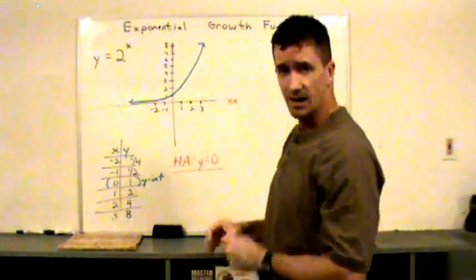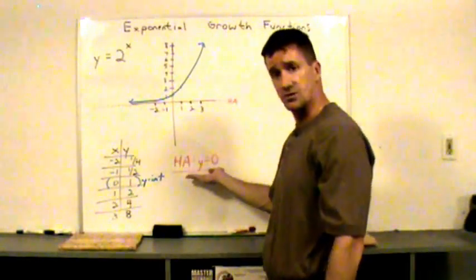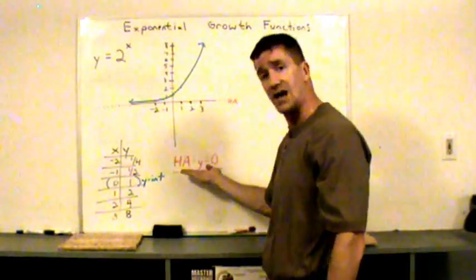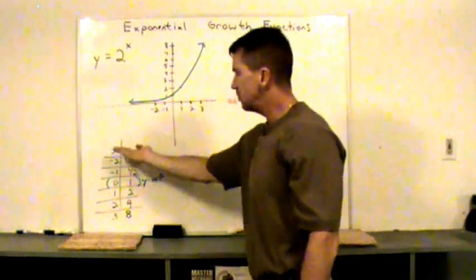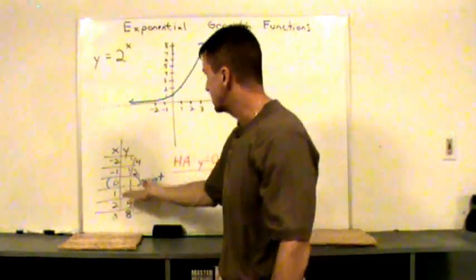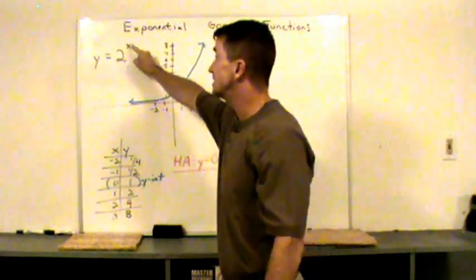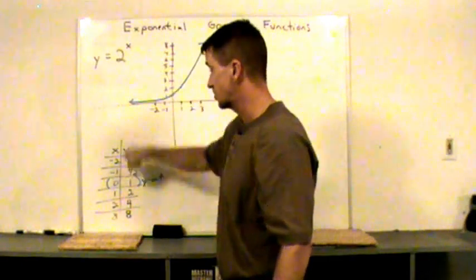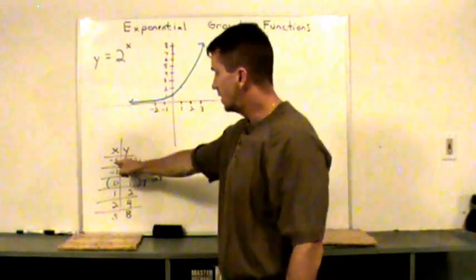Now, these graphs do have horizontal asymptotes. In this example, there's a horizontal asymptote at y equals 0, right there along the x-axis. I plotted some points so you can get a sense of what's going on here. At 0 it's 1 because anything to the 0 power is 1. 2 to the 0 is 1. 2 to the third is 8.